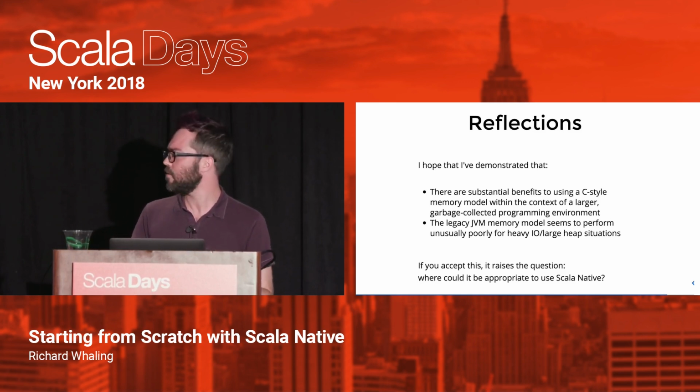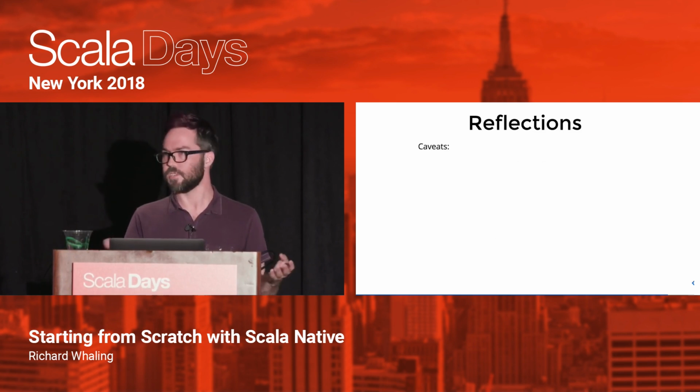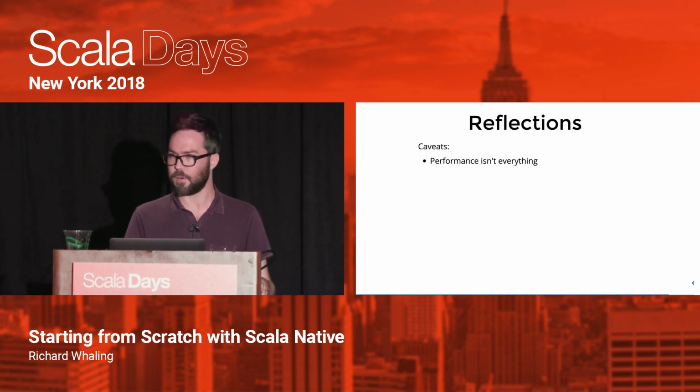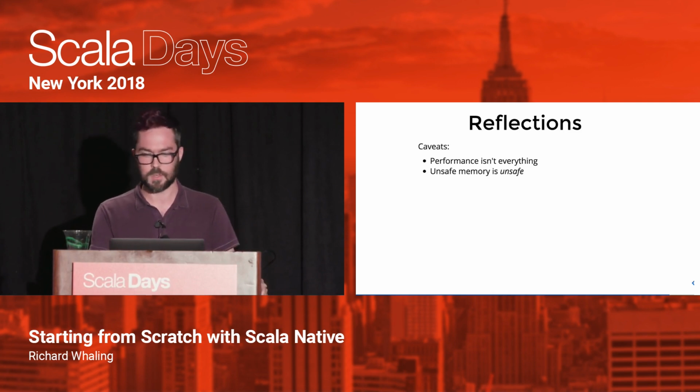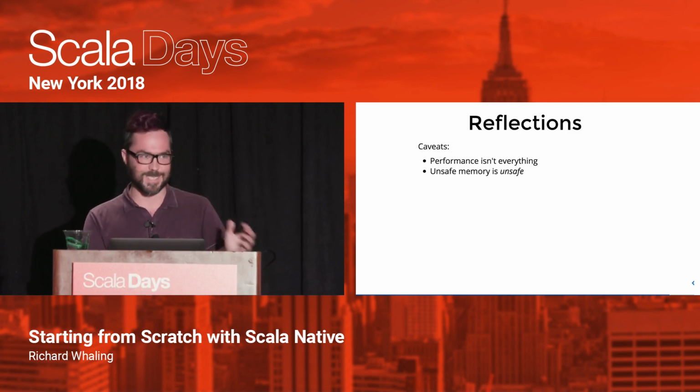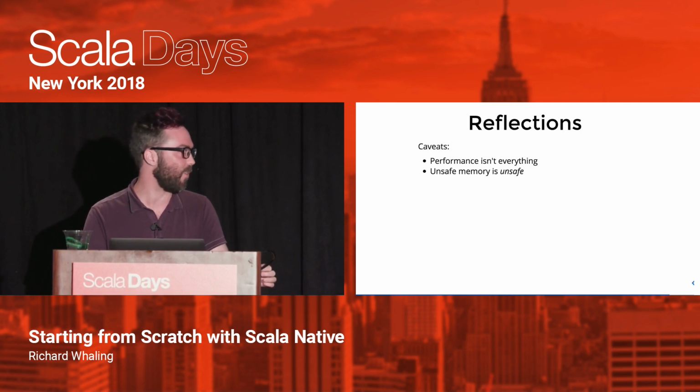And this governs how I think about where Scala Native really could make an impact, in addition to where it's already hitting with command line tools. Now, with the caveat, performance isn't everything, right? I don't want to trade off safety or stability for performance. Unsafe memory is called unsafe for a reason. It's really hard to do this right. I definitely overflowed some buffers and seg-faulted when I was writing this.